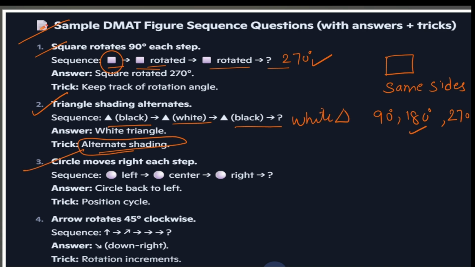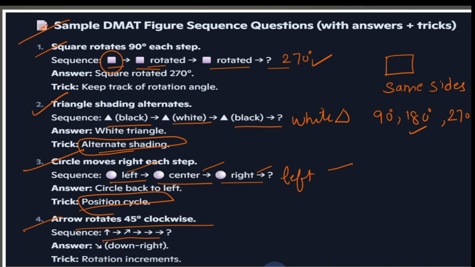Circle moves right each step. Left, center, right. Left, center, right. Then obviously the circle goes back to the left. That is a position cycle that you have to remember. Left, center, right, then left. Arrow rotates 45 degrees clockwise. So check.